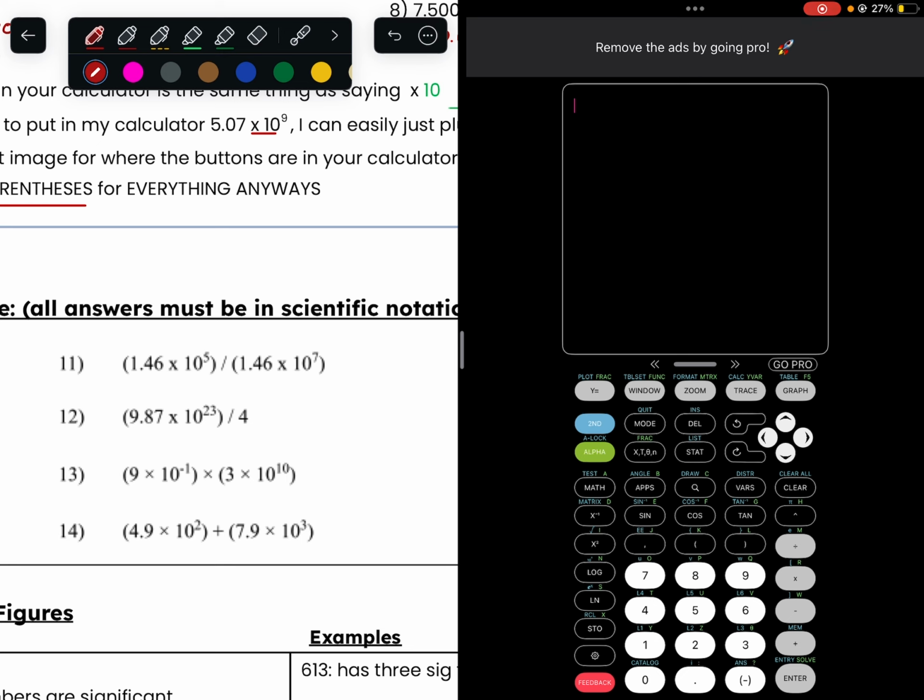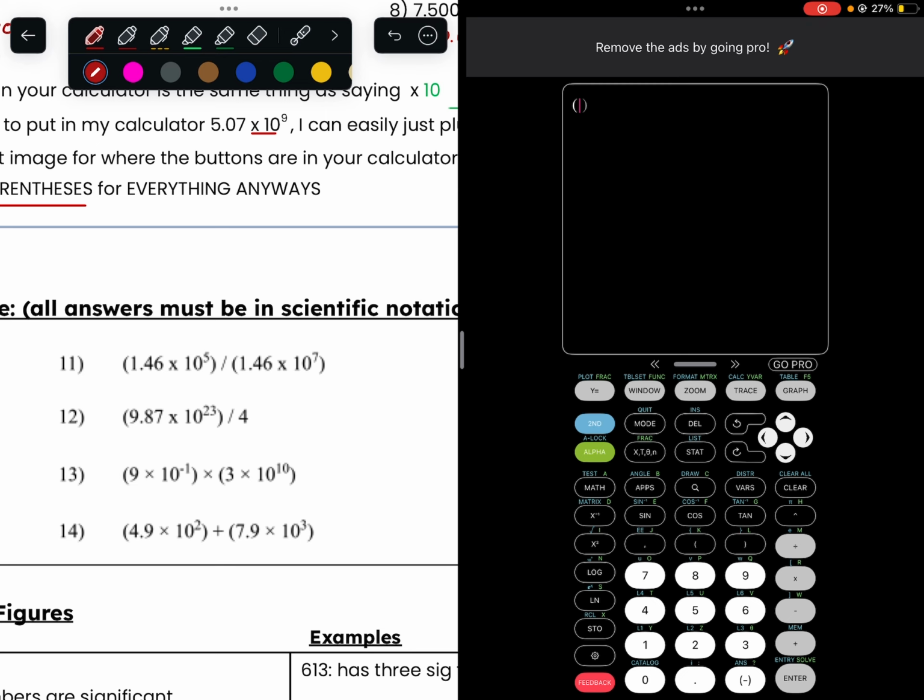1.46 times 10 to the 5th. I'm going to do this example with you, and then I will let you guys try the rest on your own for homework. And I will put it at the end of this video in case you want to look at it after I pause. Okay, so for 11, 1.46 times 10 to the 5th divided by 1.46 times 10 to the 7th.